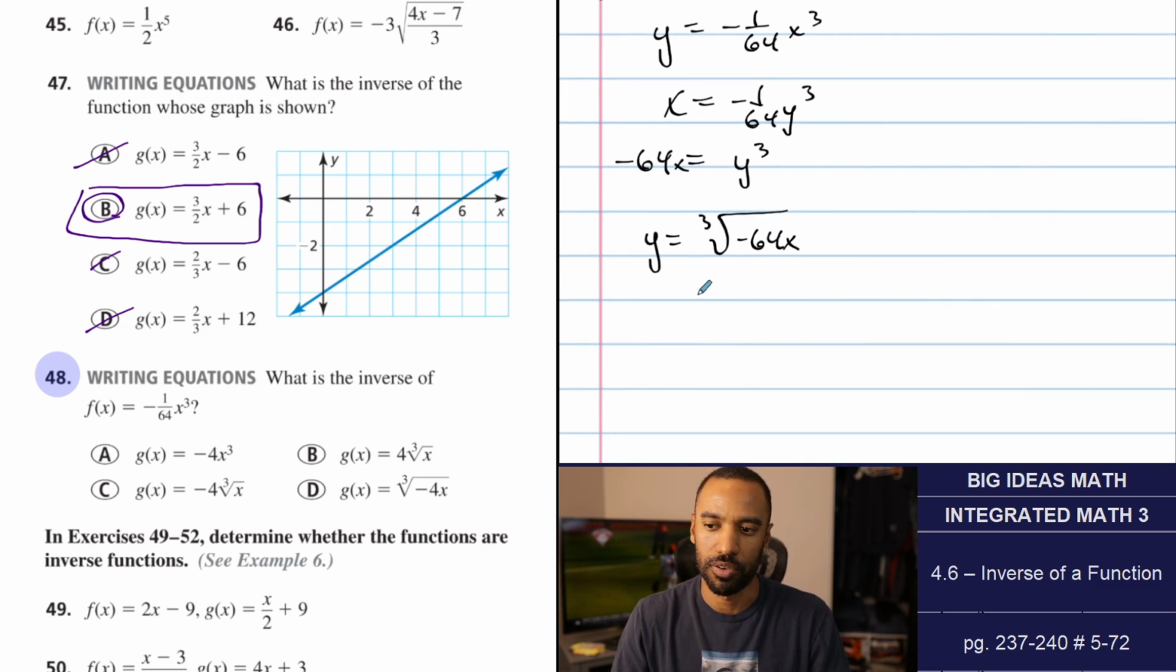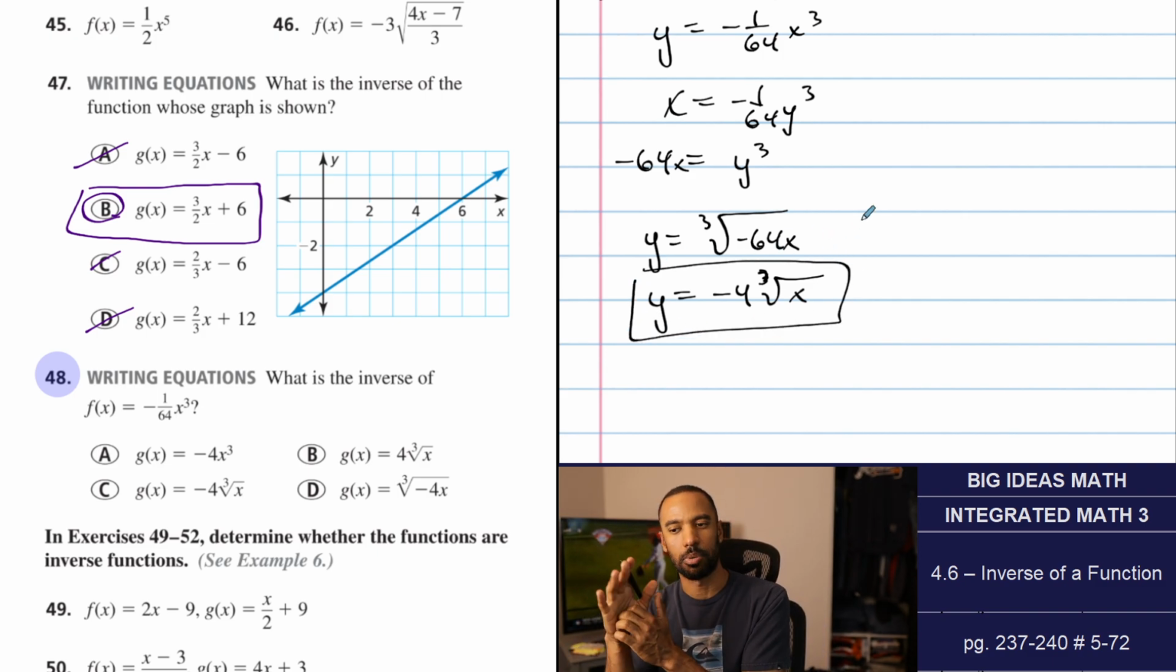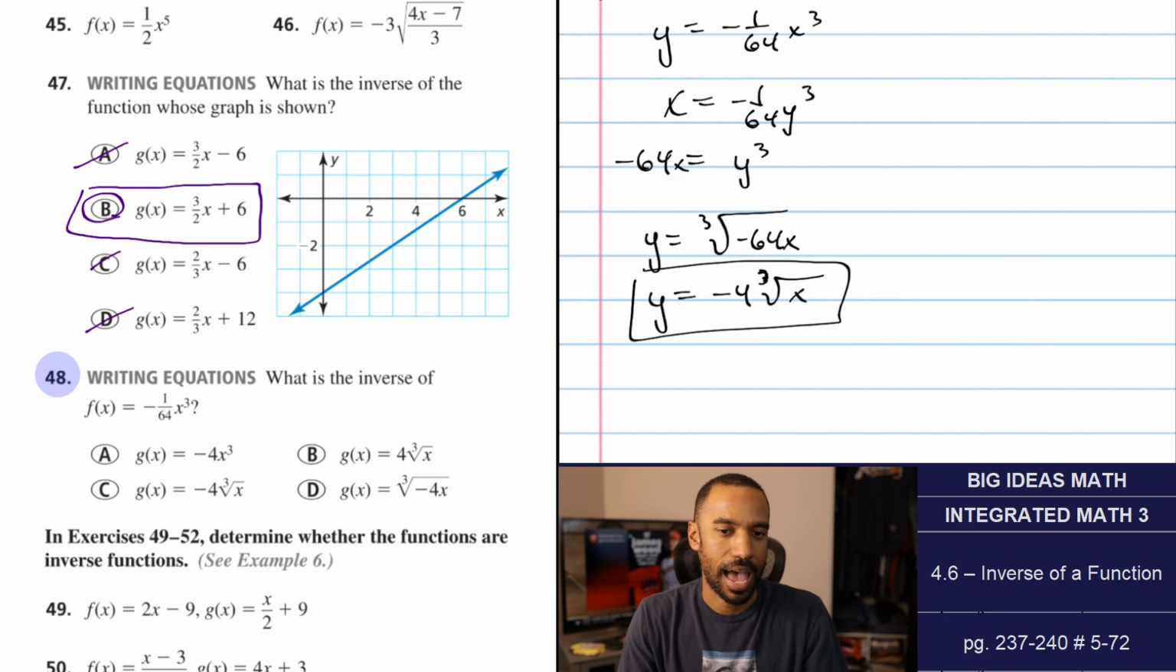You can take the cube root of -64 and get -4, and y equals -4 times the cube root of x. If I'm looking for an answer, maybe it'll say g of x, but they'll probably simplify here. And they have this one here.